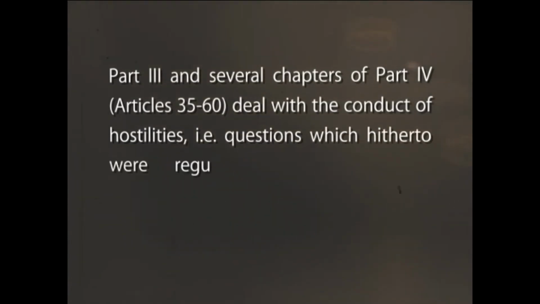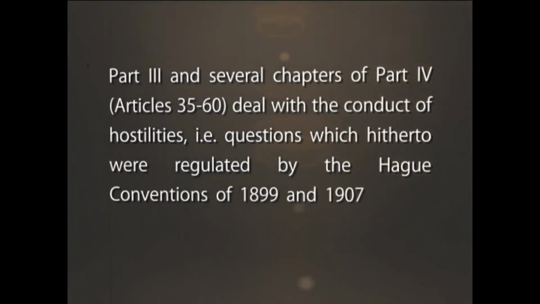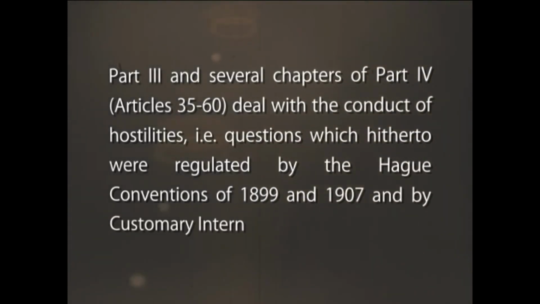Part 3 and several chapters of Part 4, Articles 35 to 60, deal with the conduct of hostilities, that is, questions which hitherto were regulated by the Hague Conventions of 1899 and 1907 and by customary international law. Their reaffirmation and development is important in view of the age of the Hague Conventions and of the new states which had no part in their elaboration.